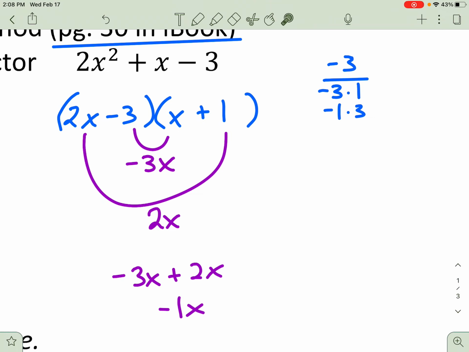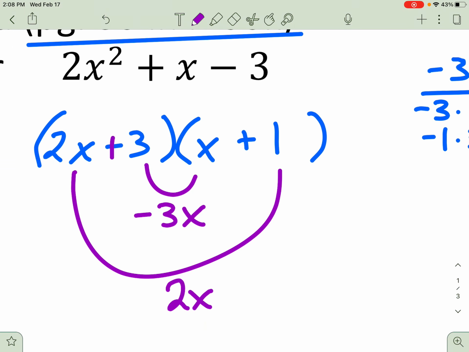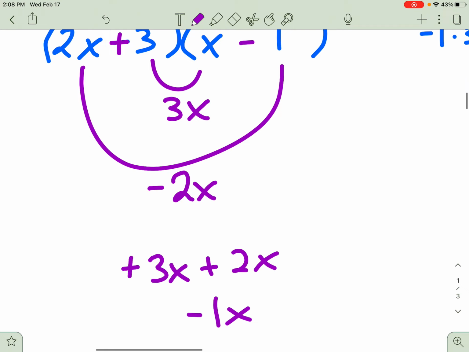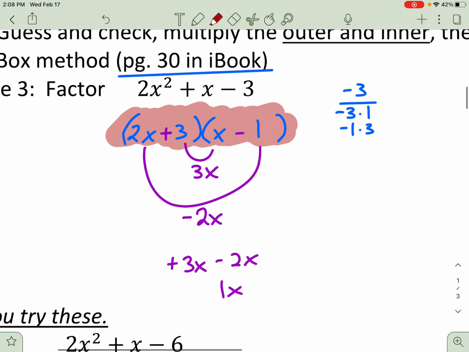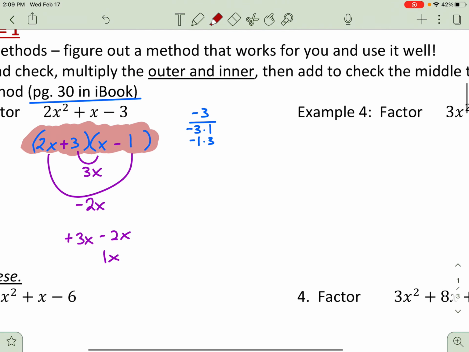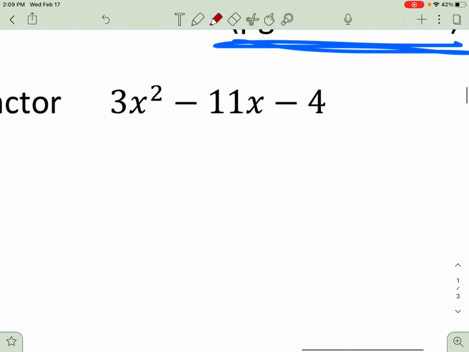So up here, we're going to flip these signs. We're going to make this one a positive now, and we're going to make this one a negative. And that should be the solution, right? So looking at it here, we have 3 times x now gives us a 3x. 2 times negative 1 gives us a negative 2. And a positive 3x minus 2x gives us a positive 1x, right? So that's the guess and check method, and that proves that our factors here are 2x plus 3 and x minus 1. Okay, so we're going to do the same thing here.